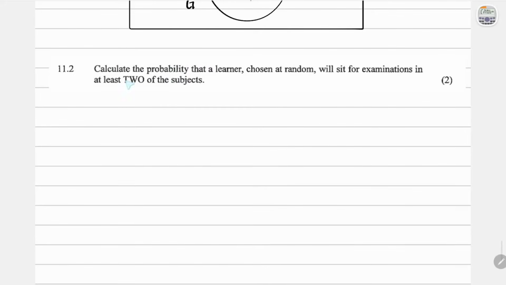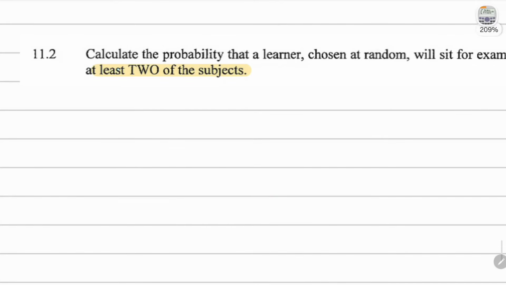Question 11.2 says, calculate the probability that a learner chosen at random will sit for examination in at least 2 subjects. Okay, so let's break down what at least means.